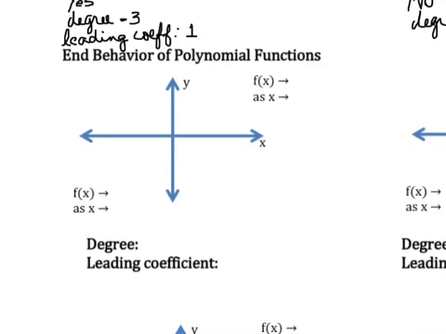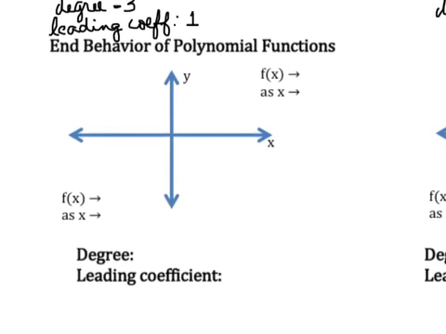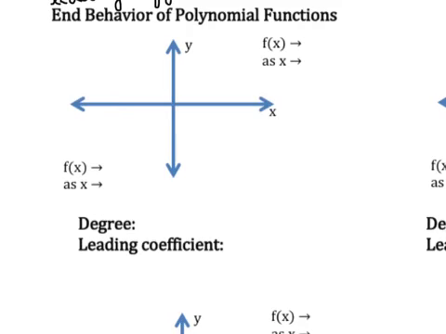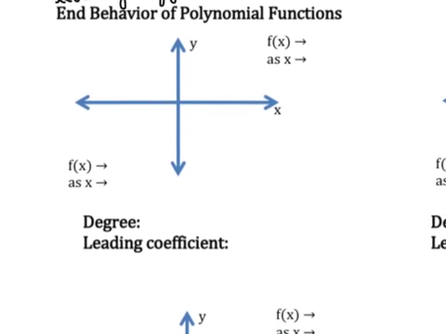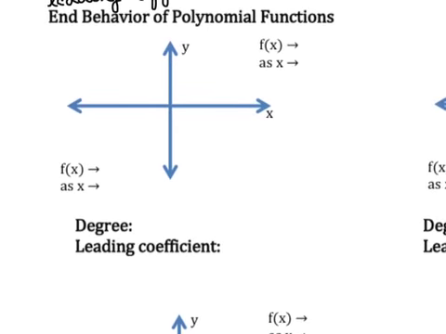Now, polynomial functions have certain characteristics that can be found on the end of the graphs, thus the term end behavior of polynomial functions. And the behavior of the function is determined a lot of times, or every time, by the degree of the function, and the sign of the leading coefficient.